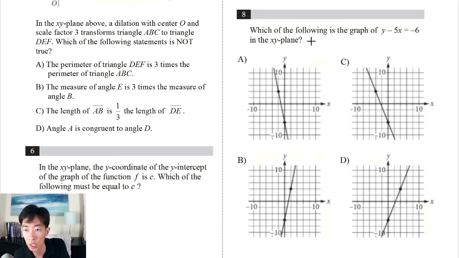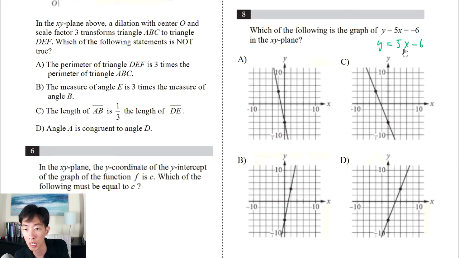Question 8. Which of the following is the graph of y minus 5x equals negative 6 in the xy plane? So it would help to get this into y equals mx plus b form, so we're going to add 5x to both sides. That gives us y equals 5x minus 6. The reason being, it tells us exactly what the slope is, which is 5, and the y-intercept is, which is negative 6. So looking at all the graphs, again, keep in mind that each box count is 2. So the y-intercept for all these graphs is negative 6: 2, 4, 6. So we have to look at the slope.